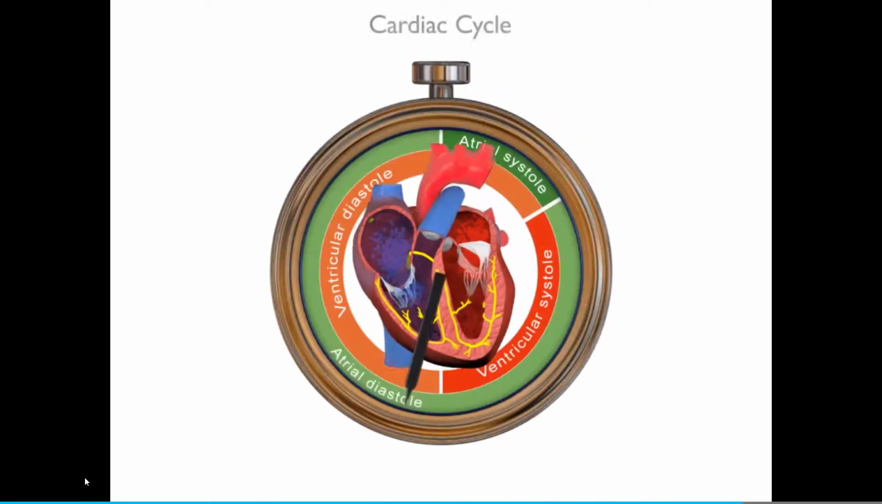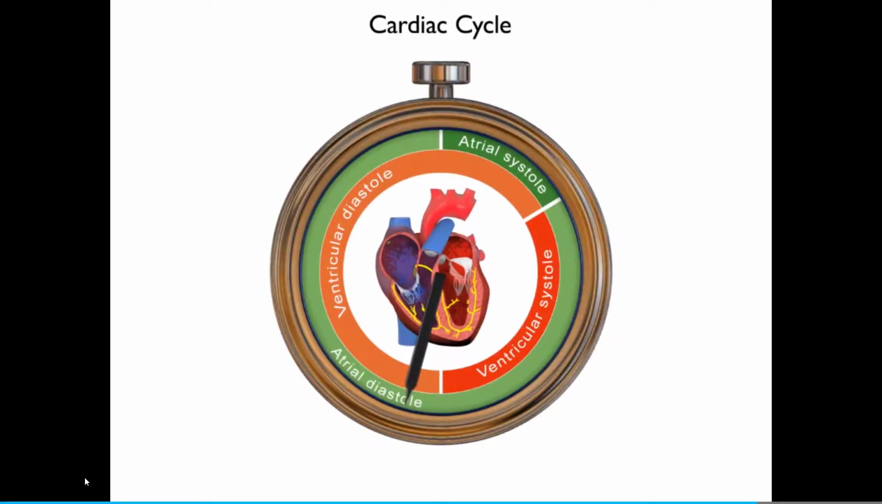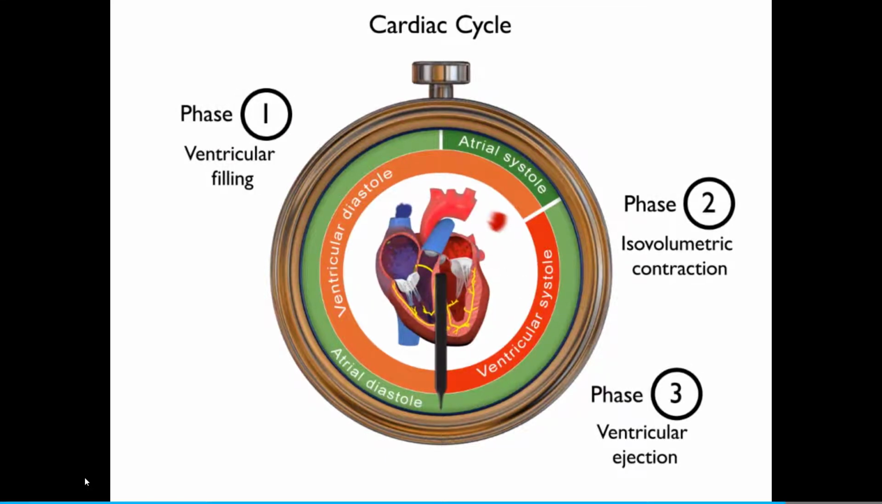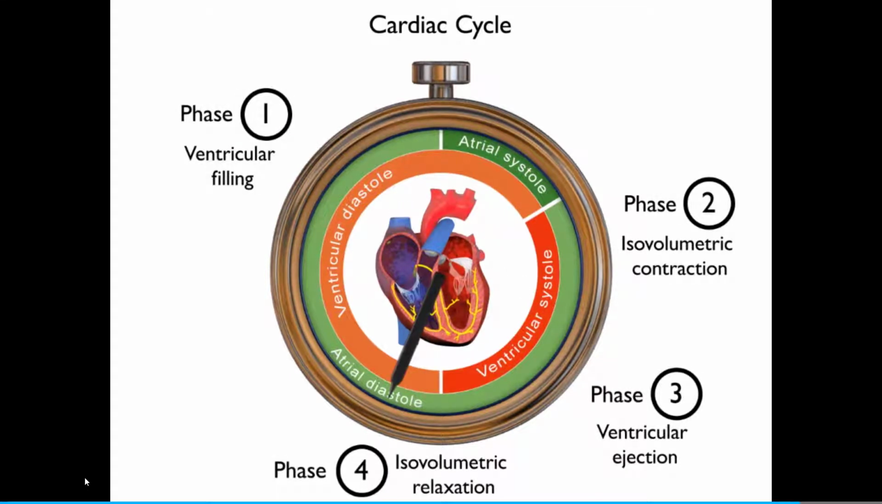As you'll discover, the cardiac cycle is divided into 4 phases on the basis of ventricular activity and the opening and closing of valves. These phases are called ventricular filling, isovolumetric contraction, ventricular ejection, and isovolumetric relaxation.